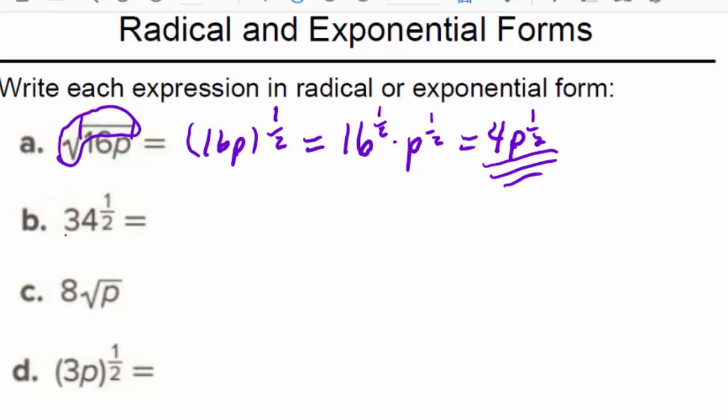So this next one, we have 34, and it's raised to the 1/2 power. And 1/2 power, again, is a square root, so the entire 34 will go underneath. And once more, I don't have to put a 2 here, but I'm going to put it just as a reminder that the index there is a 2.